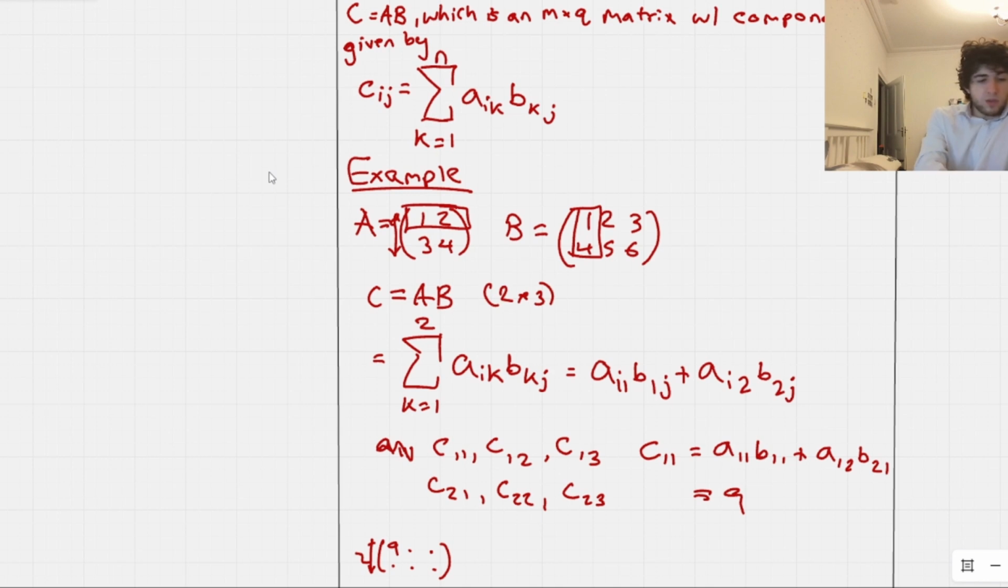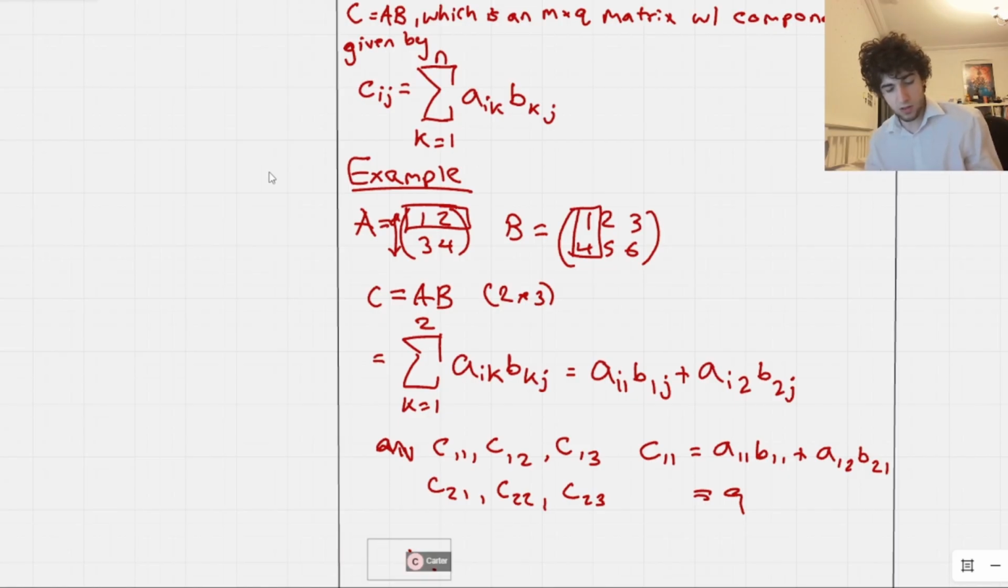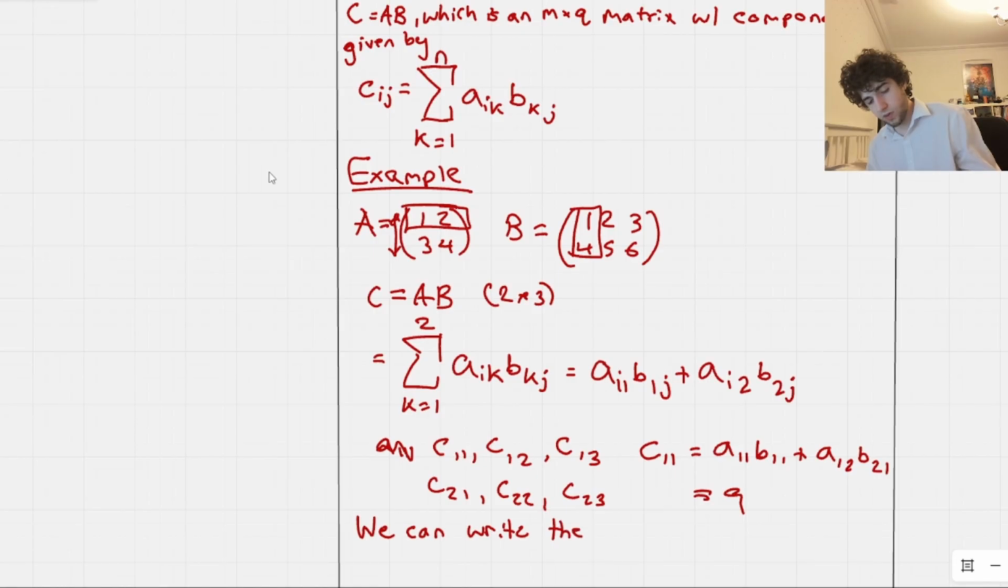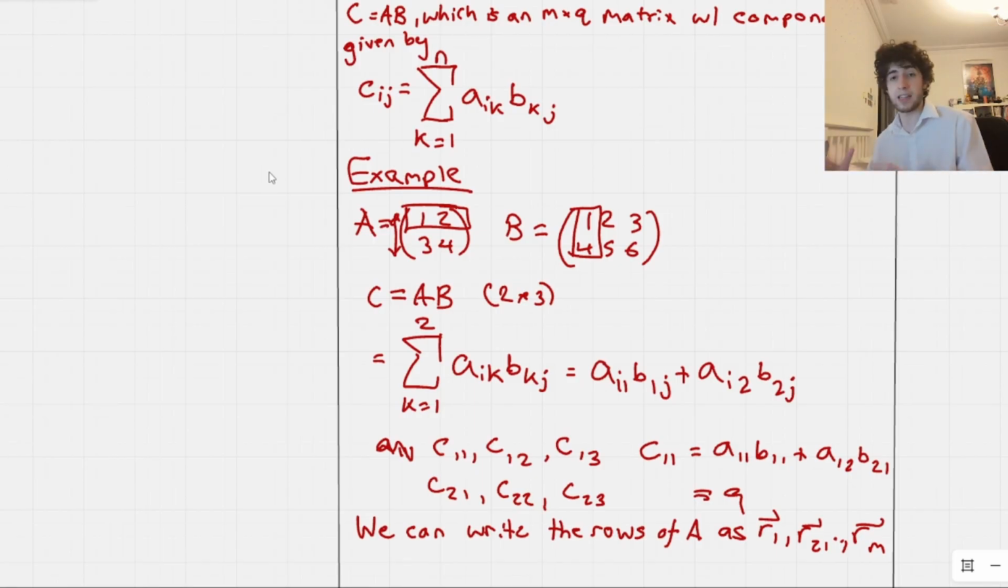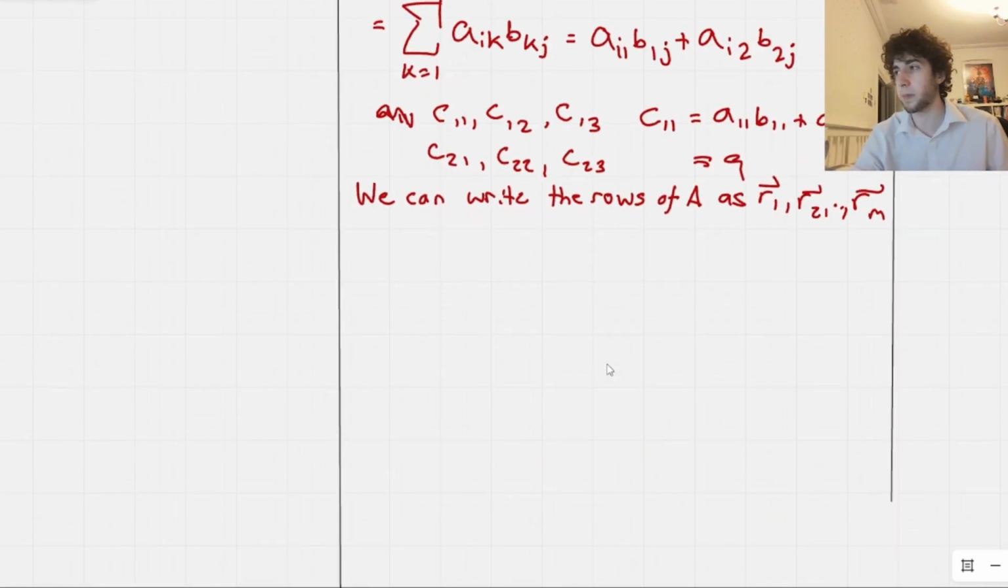Awesome. Okay, well, we can also represent this product in a different format, which will be useful. We can write the rows of our matrix A as row vectors, right? So R1, R2, all the way up to Rm. It's m by n, so we have m rows, so that's why I'm going up to Rm there, okay?